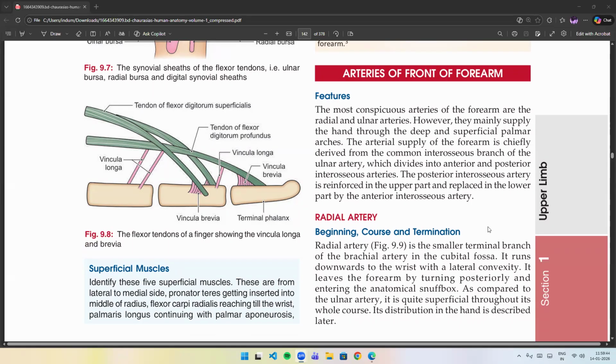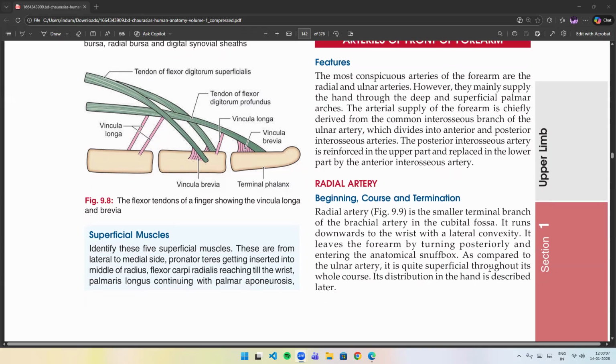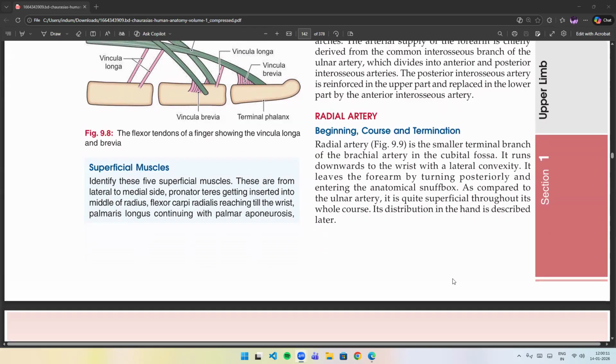The arterial supply of the forearm is chiefly derived from the common interosseous branch of the ulnar artery, which divides into anterior and posterior interosseous arteries. The posterior interosseous artery is reinforced in the upper part and replaced in the lower part by the anterior interosseous artery. Radial artery, beginning, course, and termination.